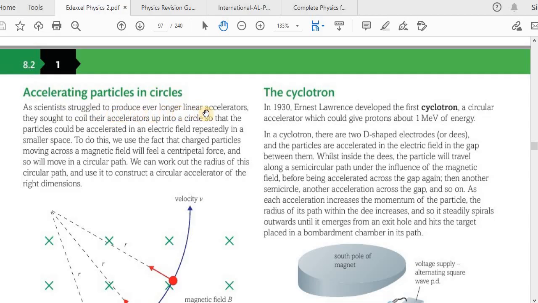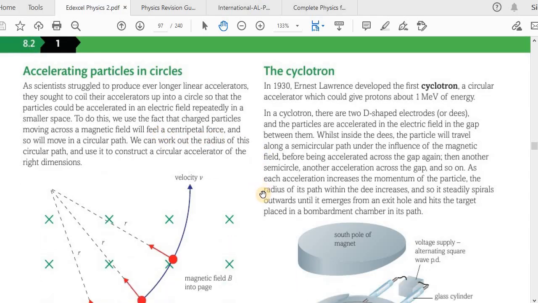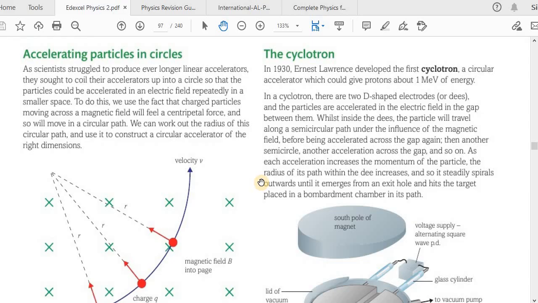Scientists struggled to produce even longer linear accelerators, so they sought to coil the accelerators up into a circle so that the particles could be accelerated in an electric field repeatedly in a smaller space. To do this, we use the fact that charged particles moving across a magnetic field will feel a centripetal force. Due to that centripetal force, the charged particle will be deflected along a circular path like this, and so will move in a circular path.